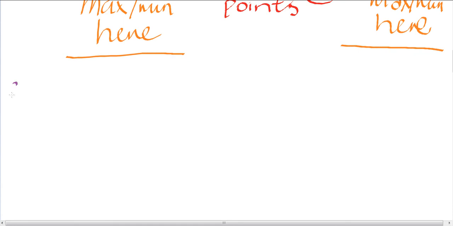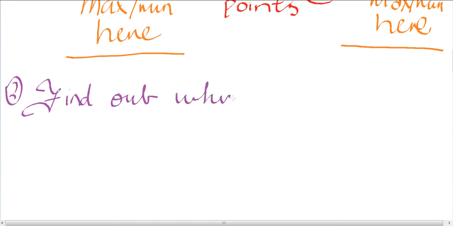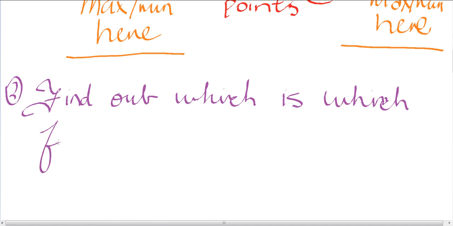Classify them. So number 2, find out which is which. So I'll write that anyway. Now, how did I say I do that again? I find f dash dash of x and sub each one in.